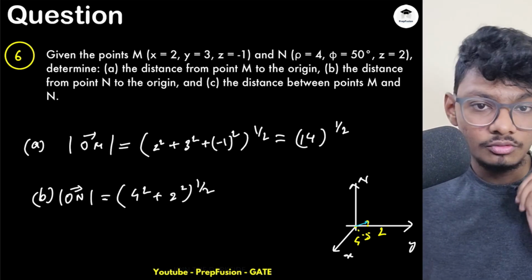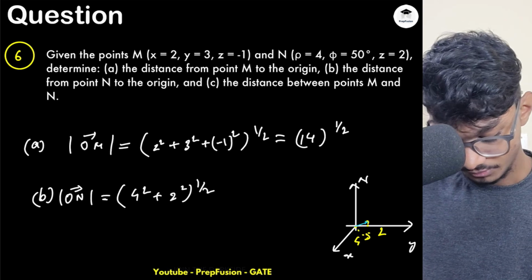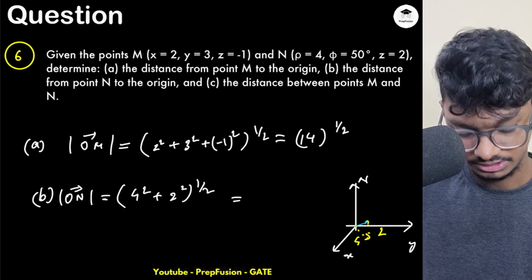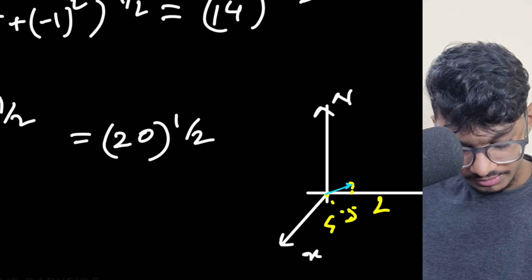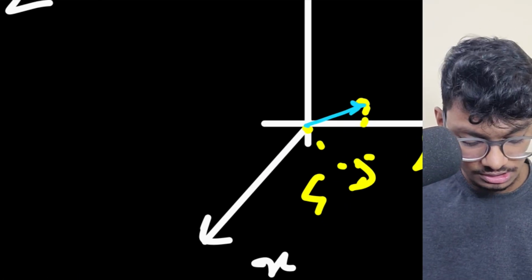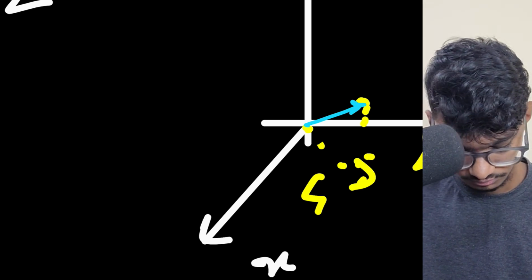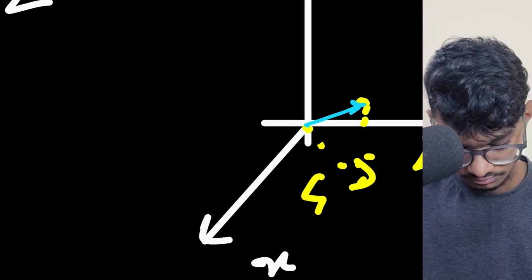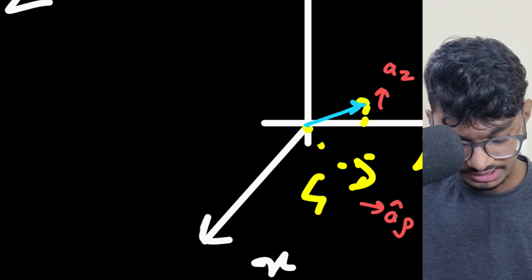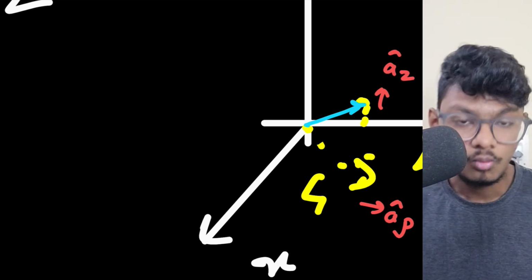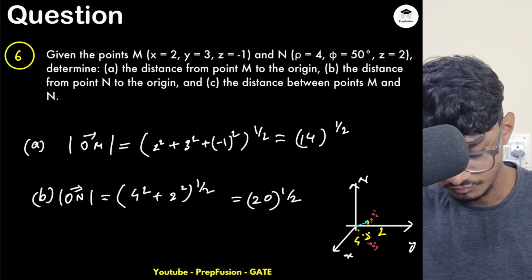So can you tell me one thing? What is this distance? Whatever this is, 4 square is 16, and 20. So under root 20, right? Now the important portion is, can you tell me the direction of this OP vector? What is the direction of this arrow? The direction of this is a_z, right? Now, what will be the direction of this? So how much arrow is this? 4 arrow, right?